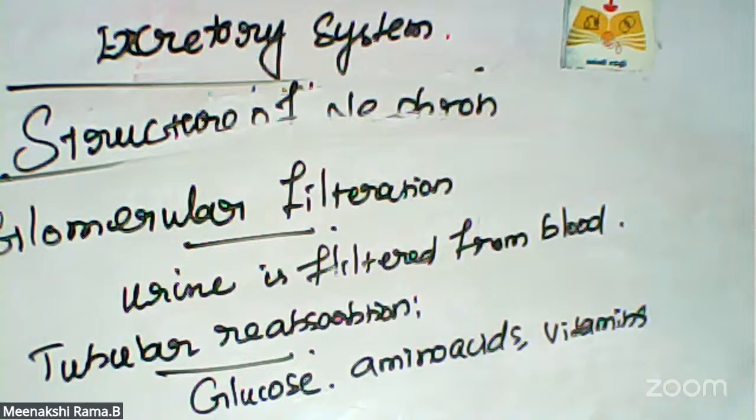Tubular reabsorption means the filtrate contains essential parts like glucose, vitamins, potassium, sodium, that kind of minerals also. Sodium and potassium salts are also present in that area. They are reabsorbed into the blood. So the process is known as selective reabsorption. Next one is tubular secretion.